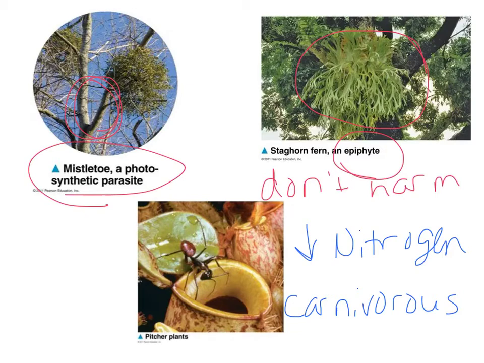They do that by eating insects and small animals that obviously contain nitrogen, because they contain proteins, they contain DNA, they contain RNA. And so they can supplement their photosynthesis that way.